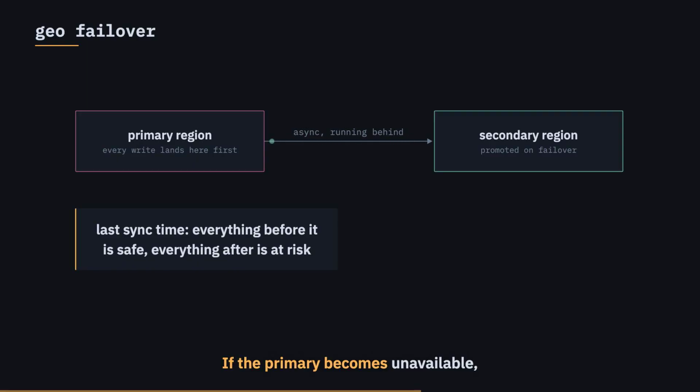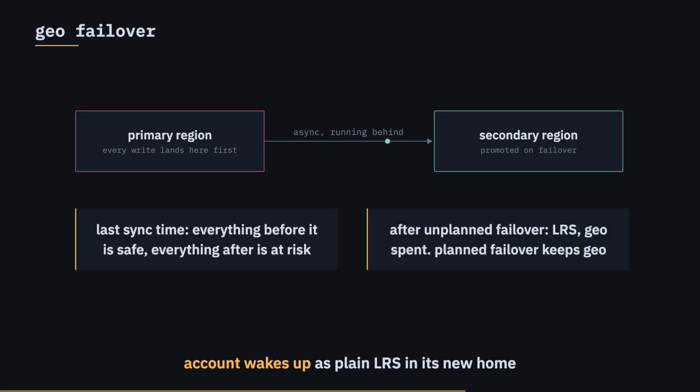If the primary becomes unavailable, you can start a customer-initiated failover. The secondary region is promoted to primary, DNS is updated, and your applications carry on against the same account name. 2 consequences to remember. First, writes that had not replicated are gone. Second, after an unplanned failover, the account wakes up as plain LRS in its new home region. The disaster spent your geo-redundancy, and you have to re-enable it deliberately to get a new secondary.